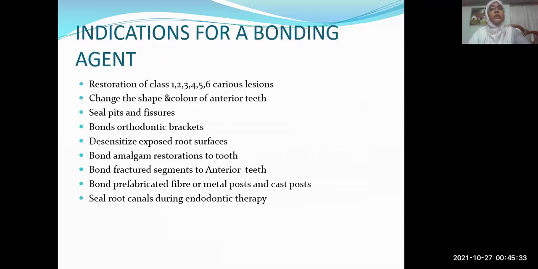Now, why do we need to know about adhesion and bonding agents in dentistry? Because they are indicated in various treatments. You want to restore a cavity, change the shape and contour of the anterior teeth, seal the pits and fissures, bond the brackets, or desensitize the exposed root surface.